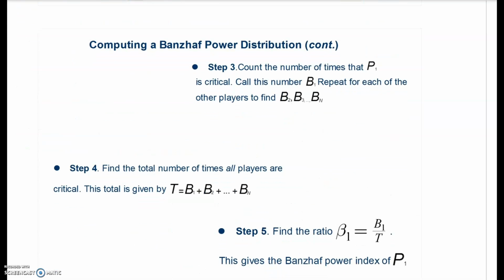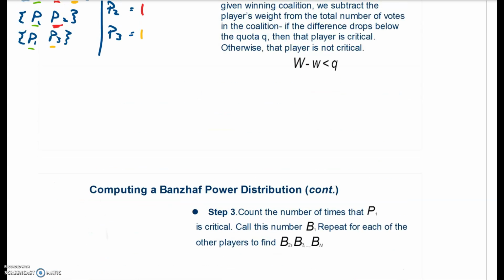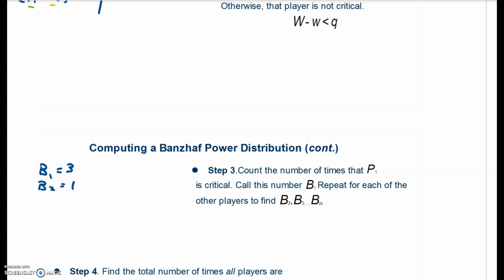Step 3, what we want to do is count the number of times that player 1 is critical. Call this number B1, so we'll call that Banzhaf 1. Notice up here at the top, player 1 has a Banzhaf number of 3. So the Banzhaf number for player 1 is 3. The Banzhaf number for player 2 is 1, and the Banzhaf number for player 3 is also 1. So I found the Banzhaf numbers.